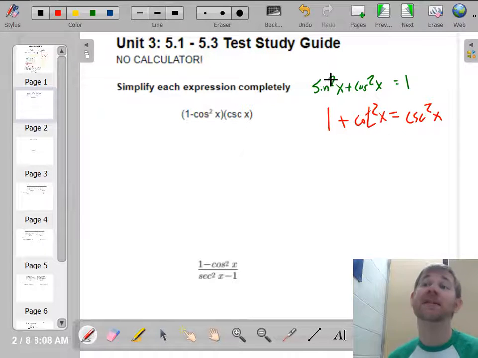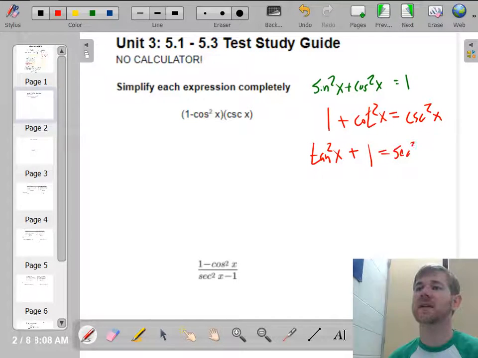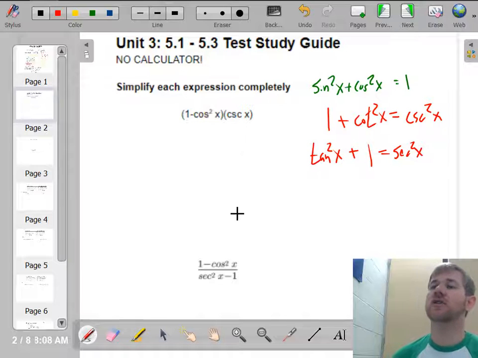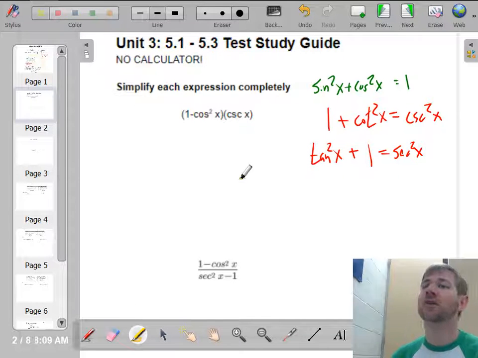I can do the same thing, but divide all these by cosine squared. So sine squared divided by cosine squared is tangent squared x. Plus cosine squared divided by cosine squared is 1. And 1 divided by cosine squared is secant squared x. So there's a third trig identity. I'm not going to give you these three on the test. You need to be able to remember them or derive them if you need them. So let's go with that now.